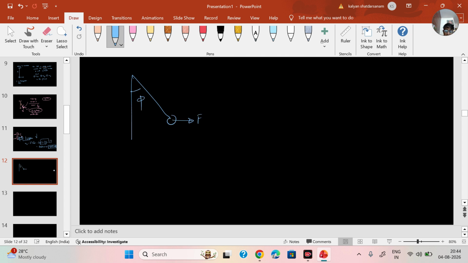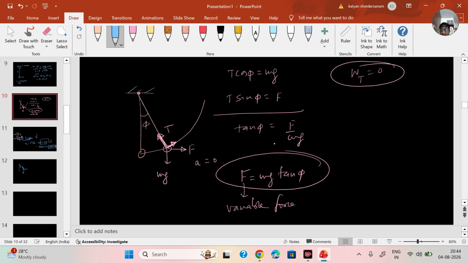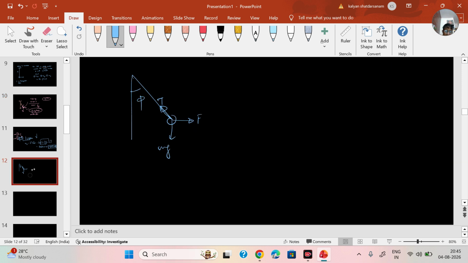You are applying a horizontal force and tension is there, and of course mg is there. We found work done by tension and work done by mg already. Now the force right now, we already calculated at that position, it is mg tan phi. We saw this by putting horizontal and vertical equilibrium. The critical point is the ball is moving very slowly. That is the very critical point given in the problem. So if it is moving very slowly, acceleration is zero. So vertical force is balanced, horizontal force is balanced. From there we got F as mg tan phi. So the force at intermediate position is mg tan phi.